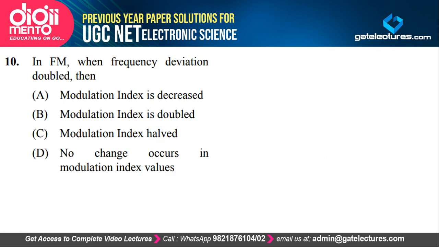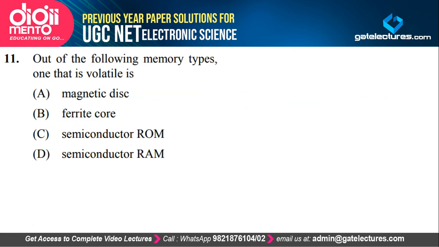In FM, when frequency deviation is doubled, what happens to modulation index? See, what is the modulation index in FM? Modulation index in FM is delta F upon fm. This delta F is frequency deviation. This fm is modulation frequency. So when you double this frequency deviation, that is, if delta F doubles, what happens? Modulation index is also going to be doubled, provided that modulation frequency does not change. If this modulation frequency does not change, then modulation index gets doubled. Fine. Look at the next question.